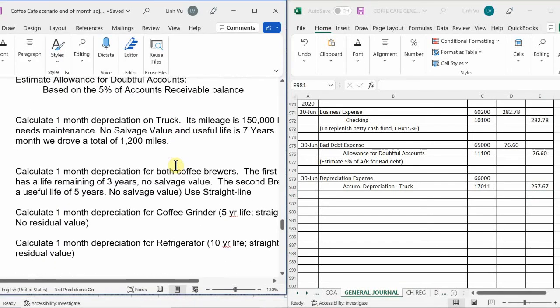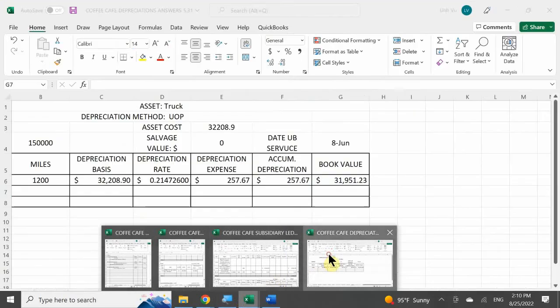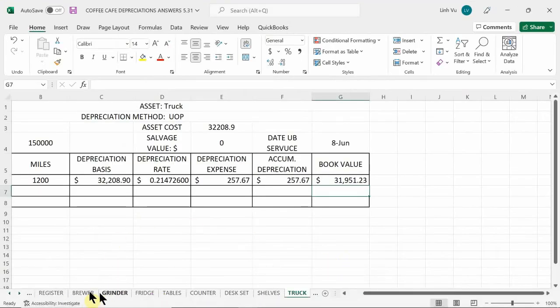Now it says to calculate 1 month's depreciation for both coffee brewers. The first coffee brewer has an estimated remaining life of 3 years, no salvage value. And the second coffee brewer has an estimated useful life of 5 years, no salvage value. Use straight line. So this one tells you to use straight line.